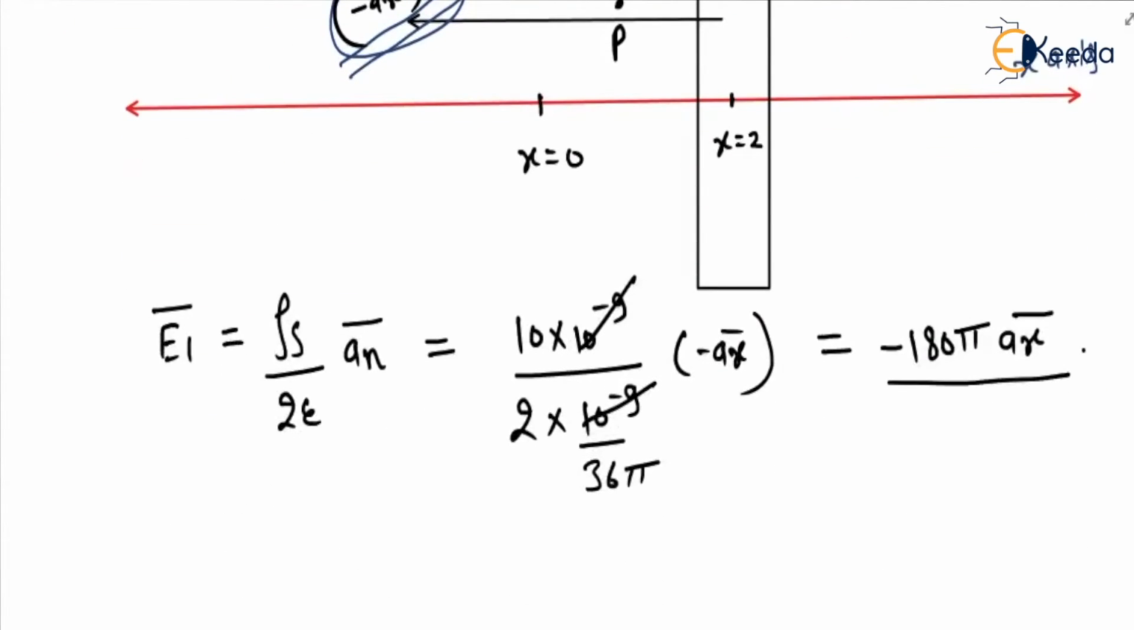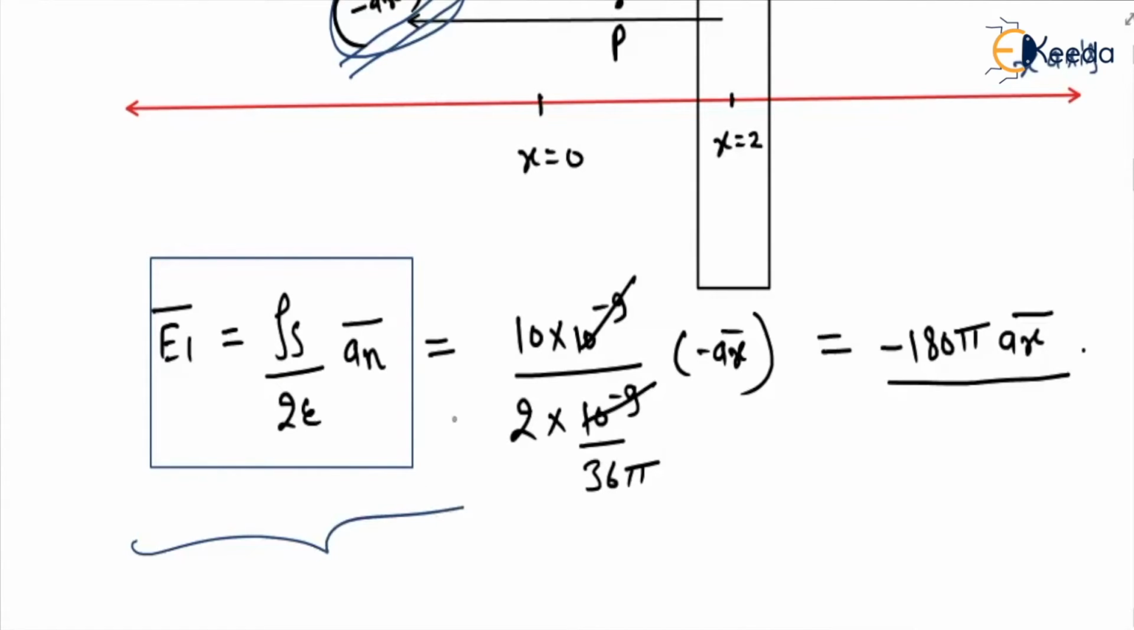Now the electric field is rho_s upon 2 epsilon a_n vector. Rho_s is 10 into 10 to the power minus 9, divided by 2 into epsilon, which is 10 to the power minus 9 divided by 36π. So these two will cancel each other, and when we solve, the answer is minus 180π a_x.